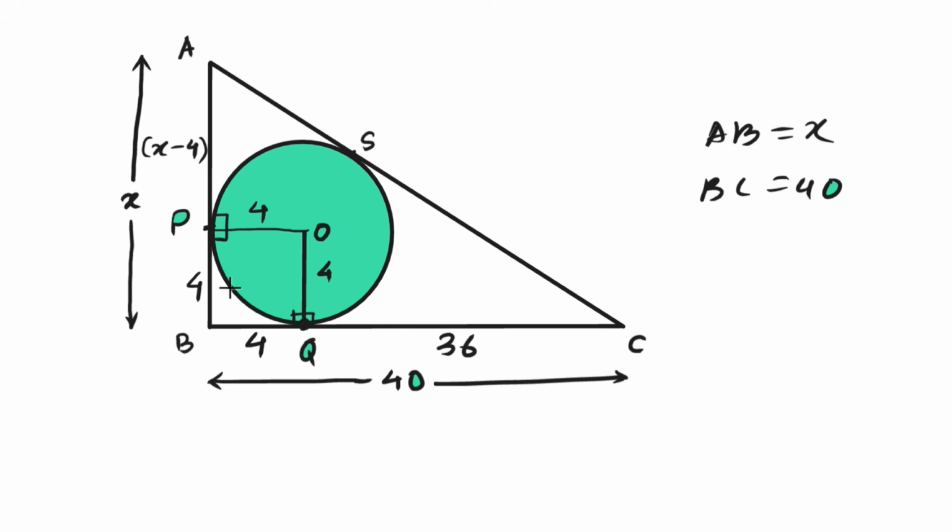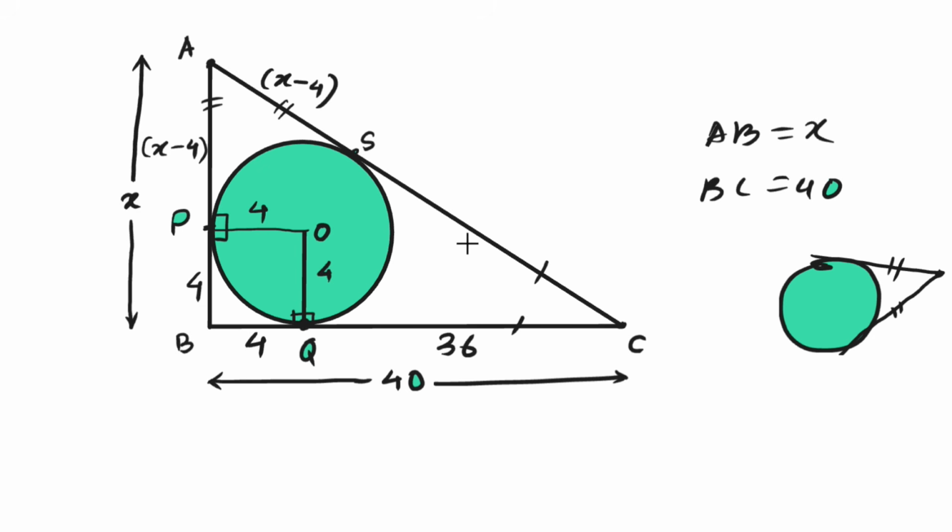Now let's use another very important property of tangents. From the same external point, the two tangents drawn to a circle are always equal in length. So, from point A, the tangent segment AP equals the tangent segment AS. Since AP equals x minus 4, AS must also equal x minus 4. In the same way, from point C, the tangent segment CQ equals the tangent segment CS. Since CQ equals 36, CS also equals 36.